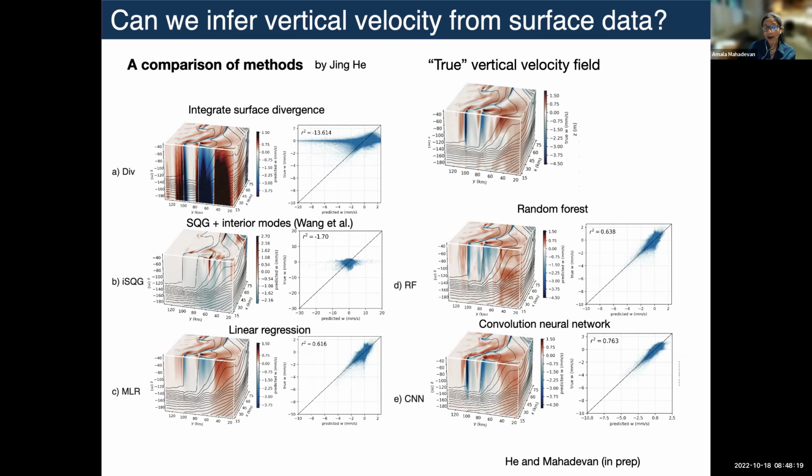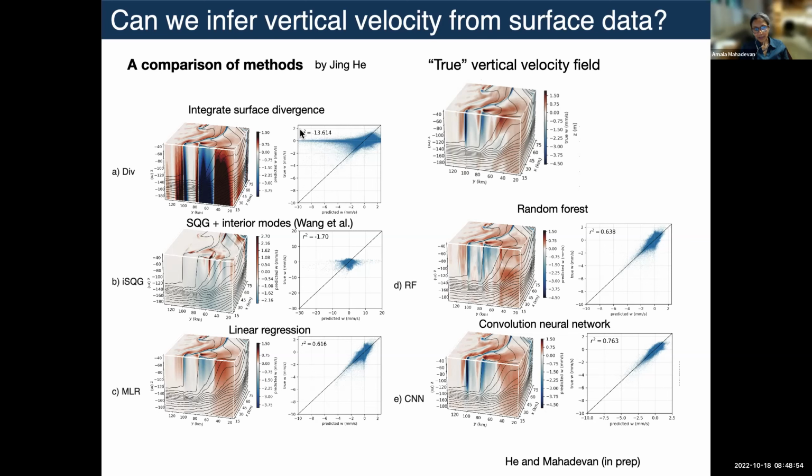Now we try to say, how can we infer the vertical velocity from surface data? Our true vertical velocity field, shown on the right, is our model simulation. Then we try different methods. The first is that we take the surface divergence of the field and integrate it downwards, so we're only using surface data. Surface divergence integrated actually does a reasonably good job near the surface. But since you're just integrating dW/dz, you need to know where dW/dz changes sign, so obviously it gets really bad as you go deeper.